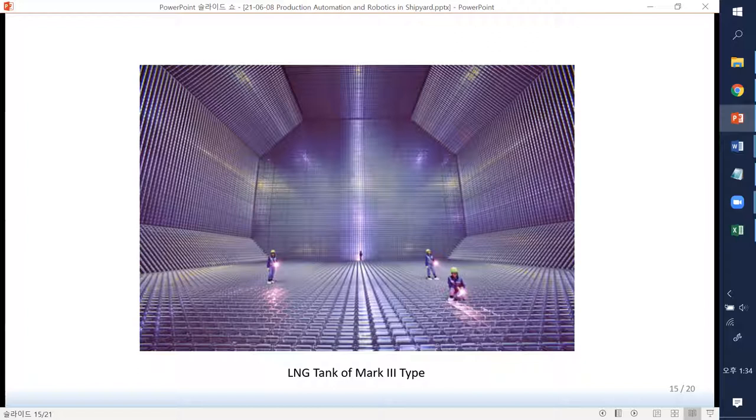So inside this, LNG is filled and carried. You see that it is liquefied LNG. So it's a fluid. And also the temperature is about minus 200 Celsius. So it's a very tough condition there.